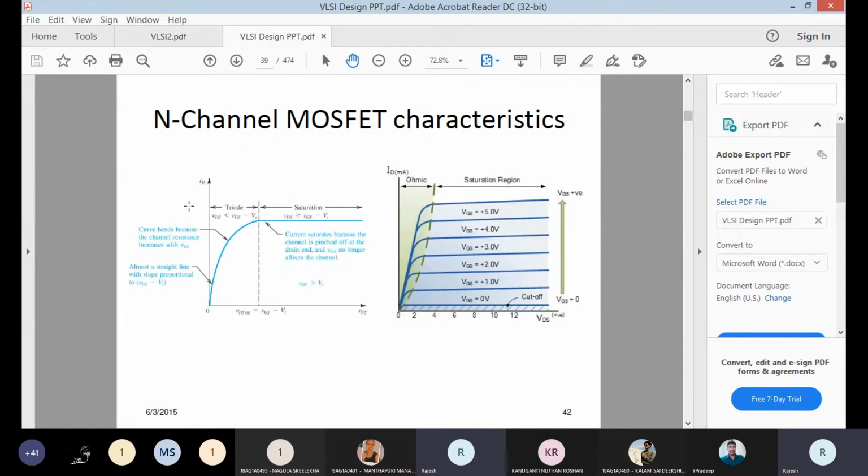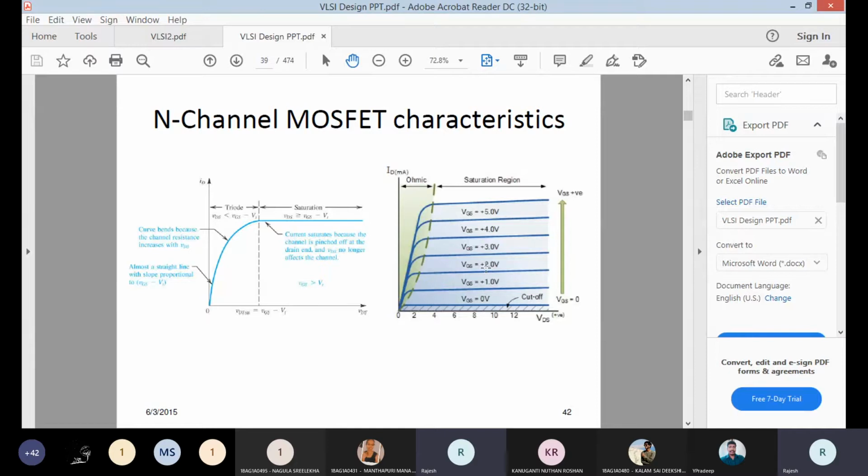Here we'll see the ID versus VDS characteristics. The Y-axis is the current ID in milliamperes. The X-axis is VDS, drain to source voltage, and each curve corresponds to a specific VGS. Each curve is for one specific VGS. What does VGS tell? The number of carriers. If VGS is 1 volt, you may have 10 electrons.